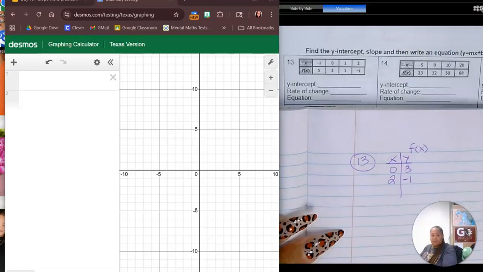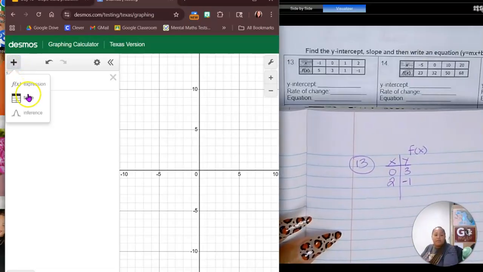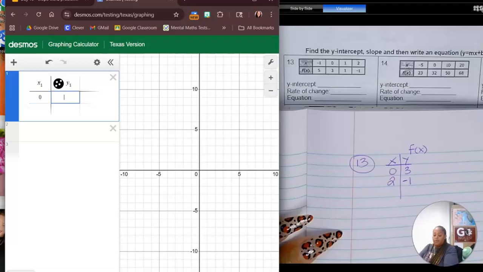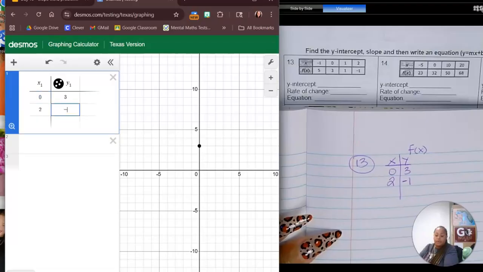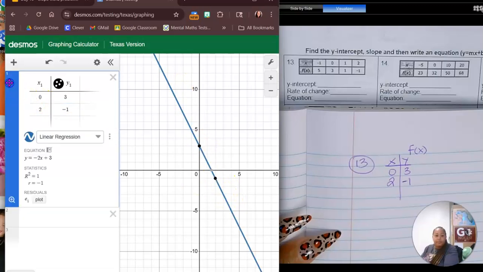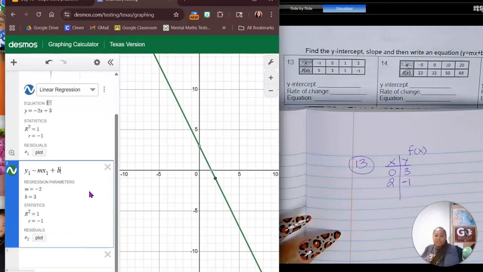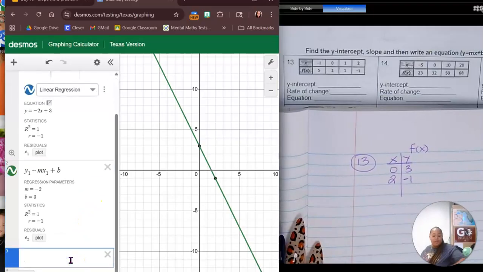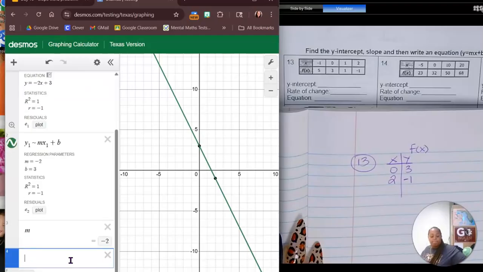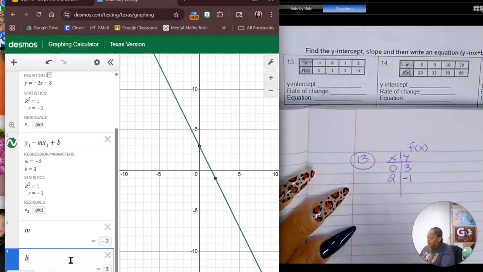So then when I type this in Desmos, I'm going to hit the plus sign, table, 0, 3, and 2, -1. So the points will appear. This has a negative slope because these points are going downward. And then, boom, now I see that my line goes down. And then I also need to click on this button for regression, export custom regression, and then type in my M and B for the future in case I need them to be turned into fractions.